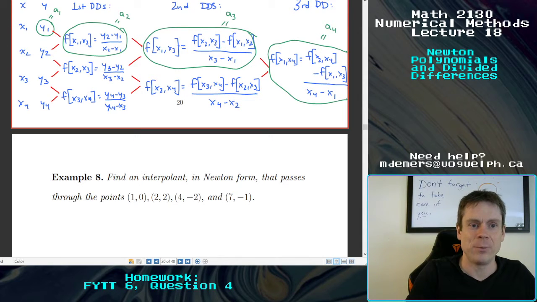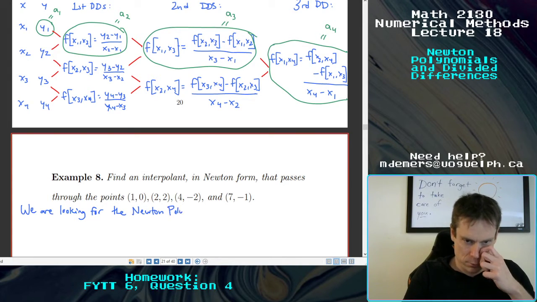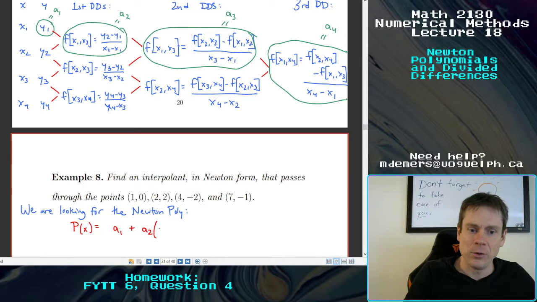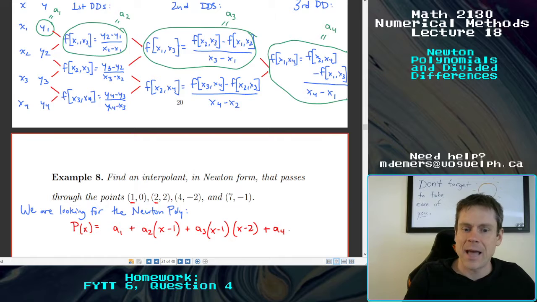So we need, let's actually write down the Newton polynomial to start with. We are looking for the Newton polynomial, and it's going to look like this. P of x equals a1, plus a2 times x minus the first x value, x minus 1, plus a3 times x minus the first, x minus the second, there's the second x value right there. And then the last is going to be a4, x minus the first, x minus the second, x minus the third.